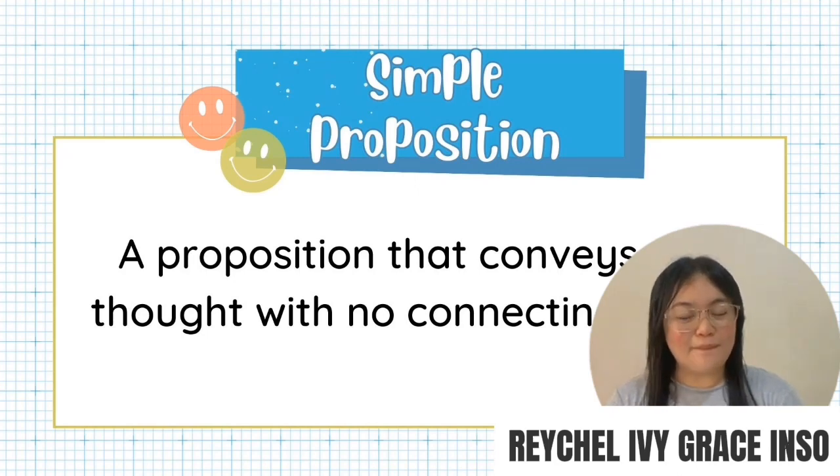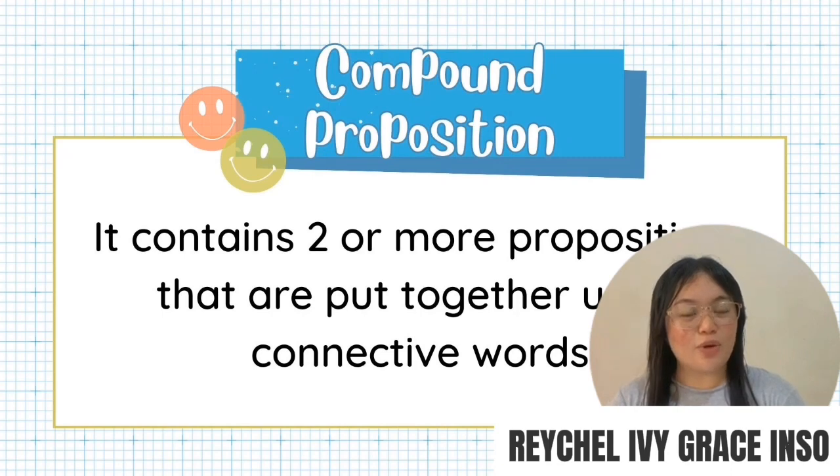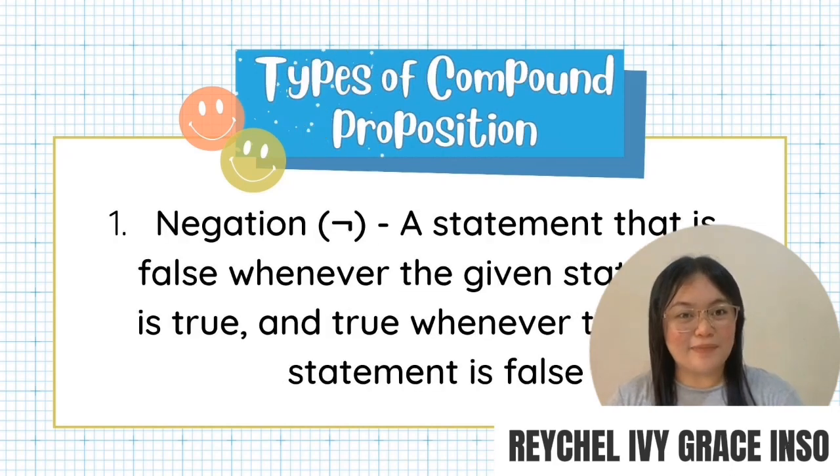Now moving forward to the compound proposition. It contains two or more propositions that are put together using connecting words. There are 5 types of compound propositions. Number 1 is negation. It is a statement that is false whenever the given statement is true, and true whenever the given statement is false.